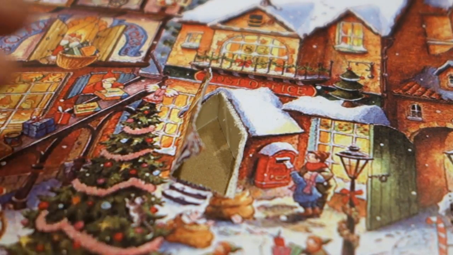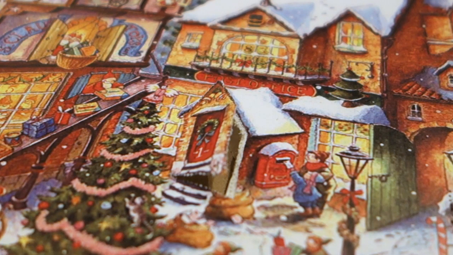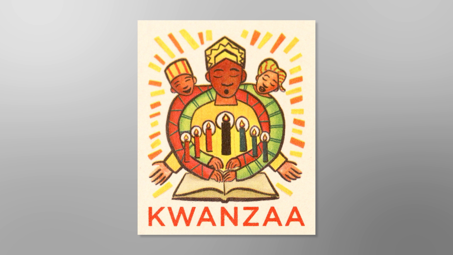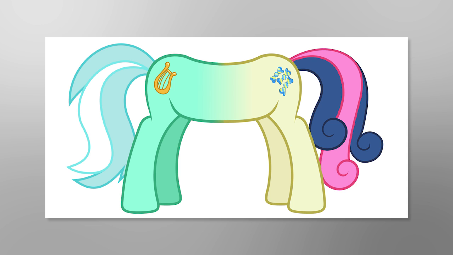While this is a simple candy calendar, there's nothing stopping you from getting even more creative with your own. How about a calendar with electronic components behind the doors, which you can assemble on Christmas Eve to an actual device? Or you can make one for Kwanza or anything else that you can imagine. Even a My Little Pony calendar if you so wish.